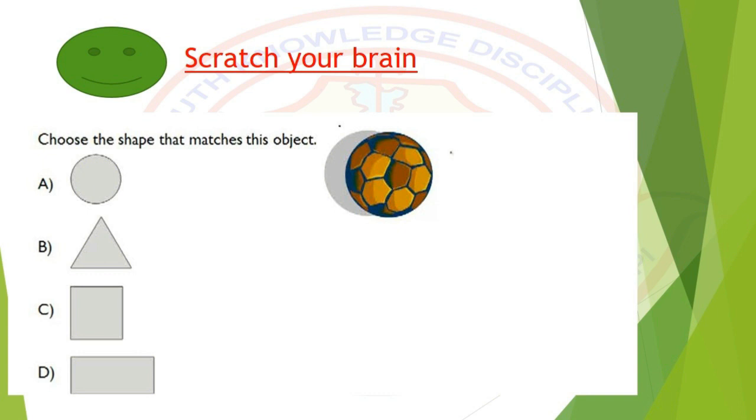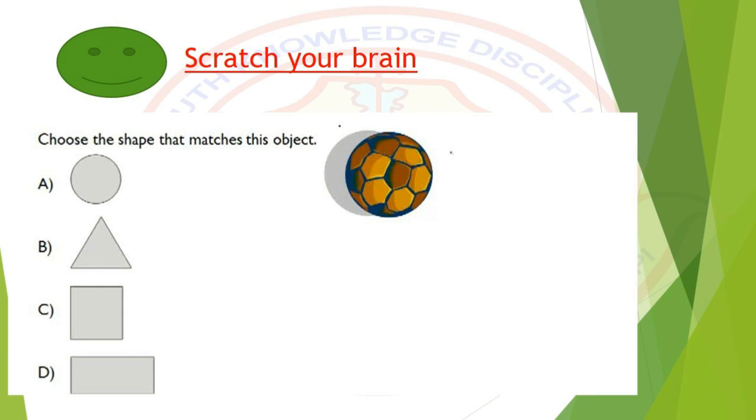Choose the shape that matches this object. Children, there is a ball in the picture. And the answer is circle.